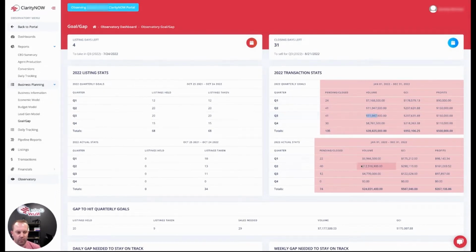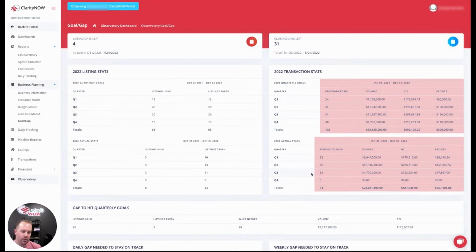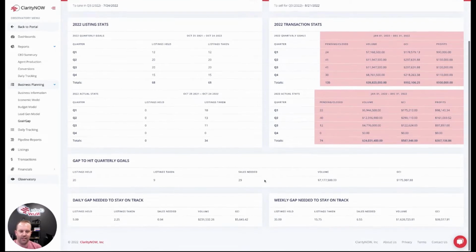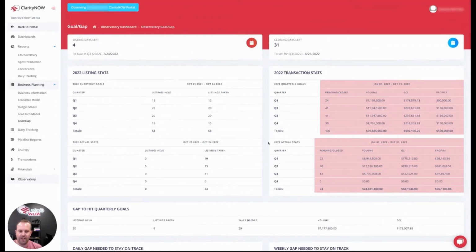Q3 the goal's 41 for 12 million bucks again. Right now they're at 12 for 4.7. So again, if you take 12 out of 41, they're maybe 25%, 30% or so to goal, and they're 33% on volume. So the average sales price is high. They have a month left to sell 29 sales for 7 million bucks. That sounds like a pretty big gap. So we're at risk of not hitting this Q3 goal. You can see the weekly gap needed is to sell 6.5 homes every single week. So this person's probably going to fall behind on the Q3 goal.